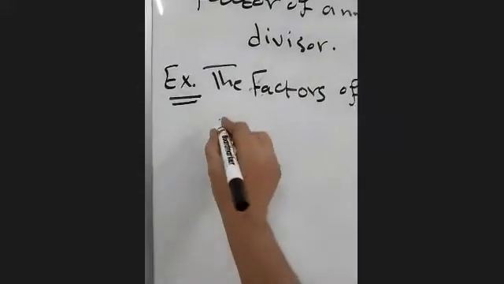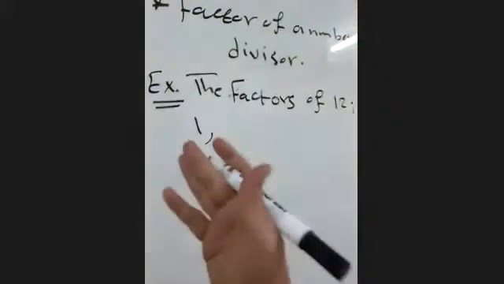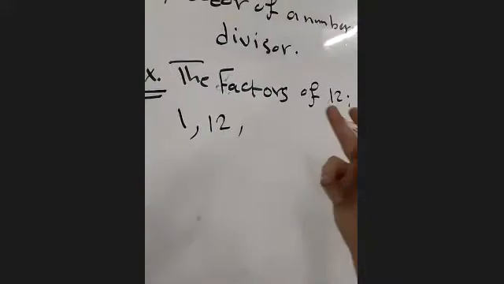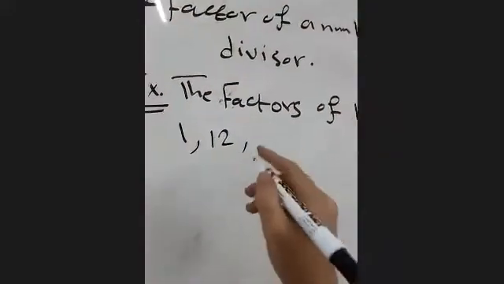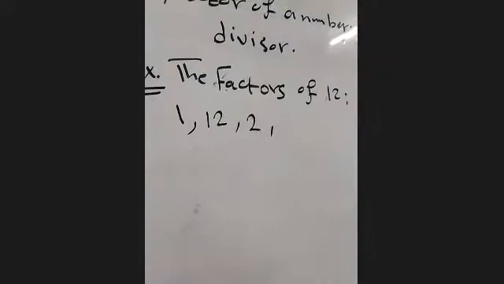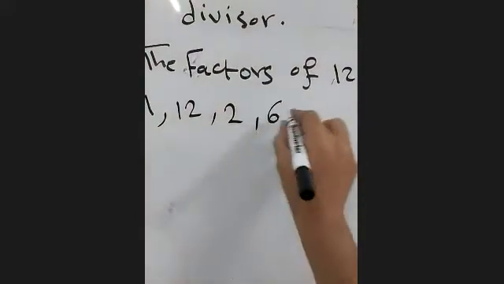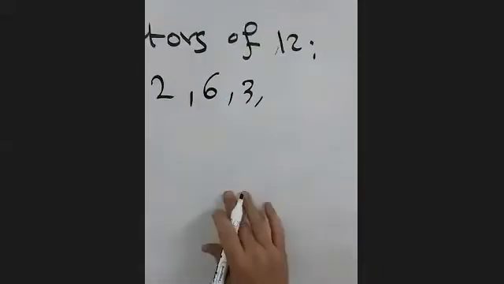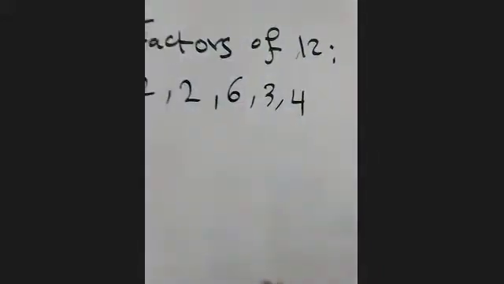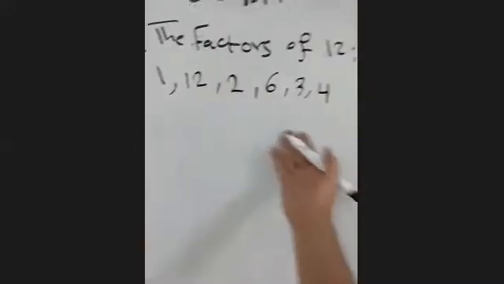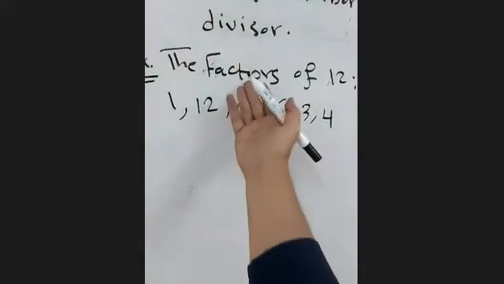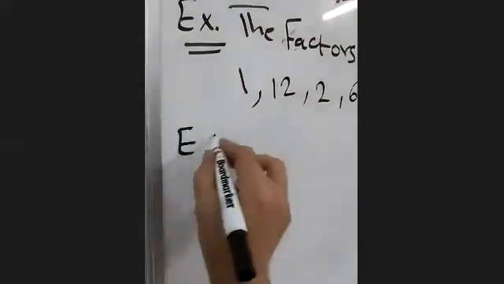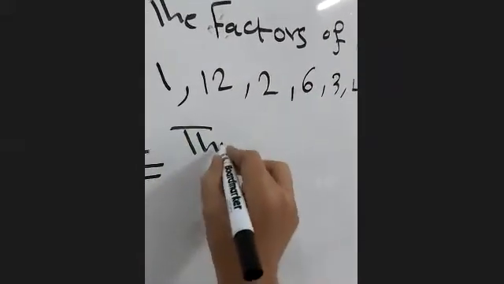12 can divide on 1. 12 divided by 1 is 12. 12 can divide on 12. 12 divided by 12 is 1. 12 can divide on 2, it is 6. And 12 can divide on 6, it is 2. And 12 can divide on 3, and 12 can divide on 4. Now, all of these numbers, what do we call them? We call them factors of 12.